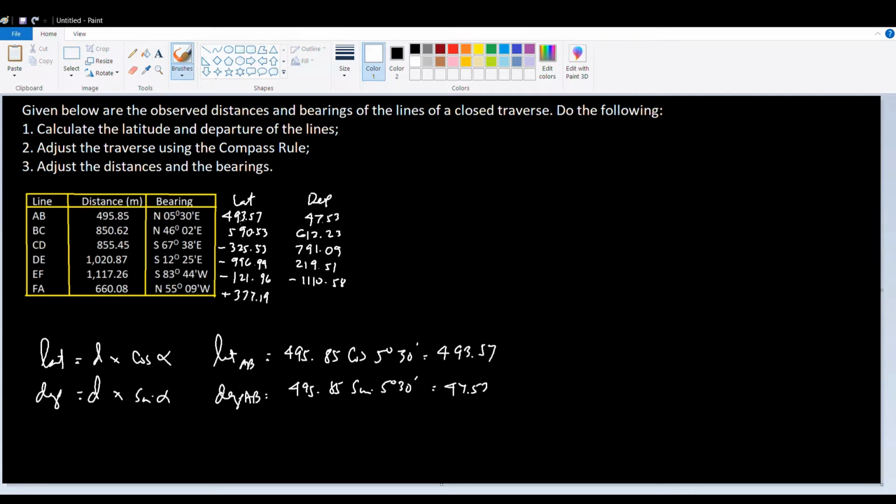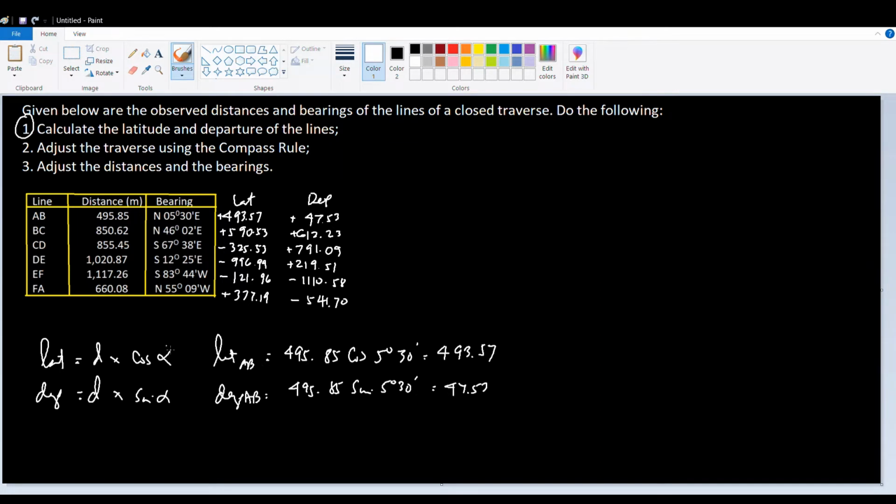Finally, the latitude of line FA being north is positive 377.19. So you can indicate the sign whether it is positive or negative. Then the departure of the last line is negative 541.70. Alright? So we are done with problem 1, that is latitude and departure of each line.